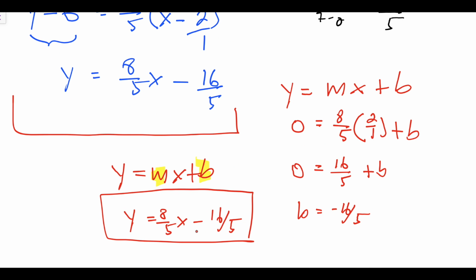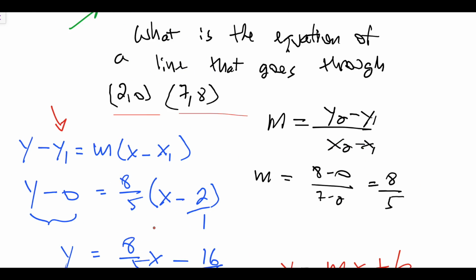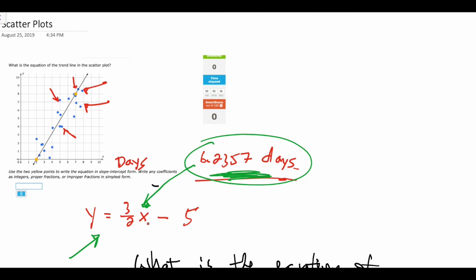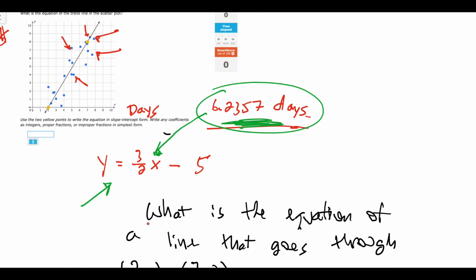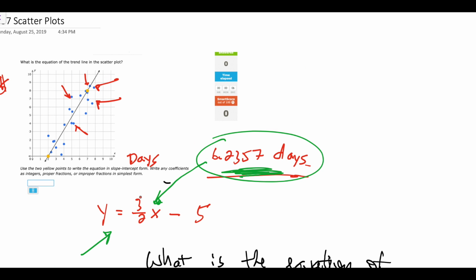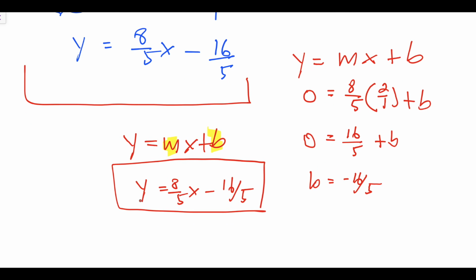Now we have this, we can make a prediction. So I can say, all right, 6.3 days, no problem. If I want to know how much money you get in 6.3 days, what do you do? You just do 8/5 times 6.3 minus 16/5. Yeah, that's it. You want to try? Are you good, or do you want to do a practice one? I think I'm good. Okay, you sure?